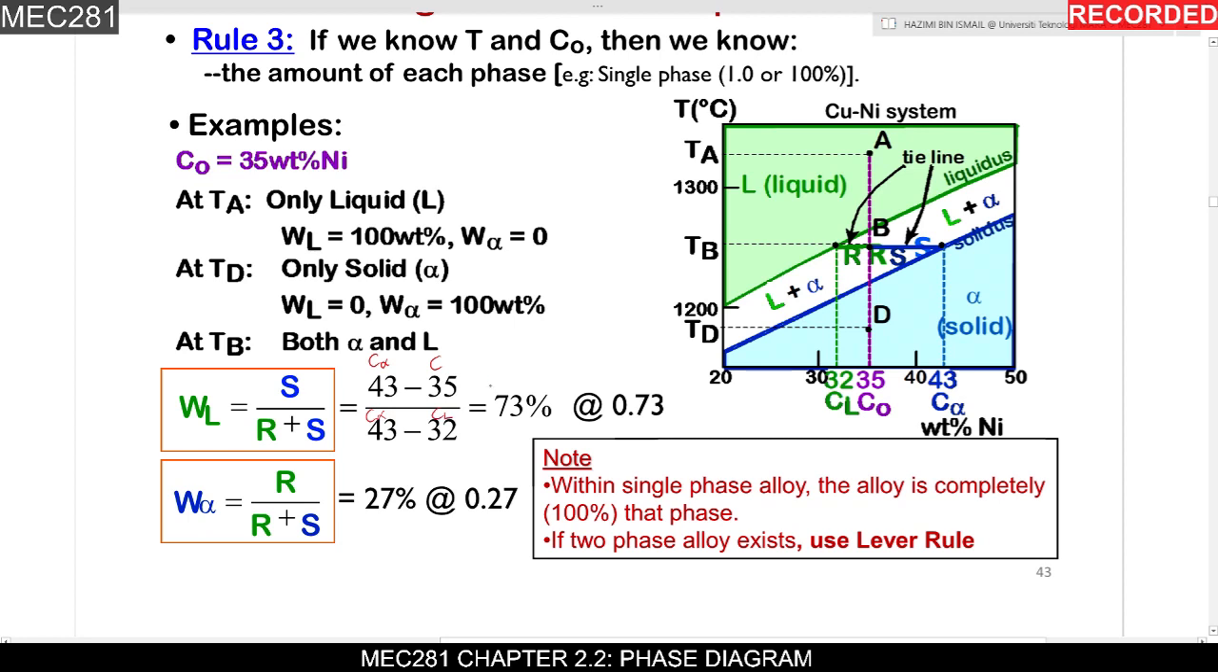So you have to times 100% to get the percentage, or we just write it in fraction form, where 1 equals 100%. So 73% equals 0.73. This is the W liquid. And for the W alpha, you have to reverse it, or the easy way, 100 minus 73, so that you get 27%, or 0.27 in fraction form.